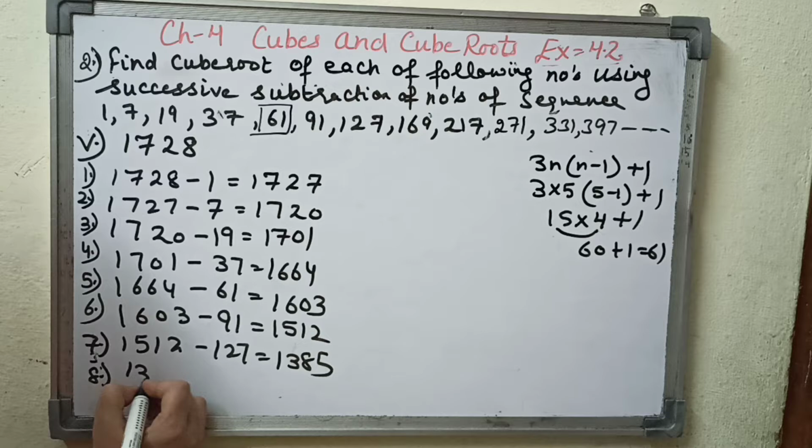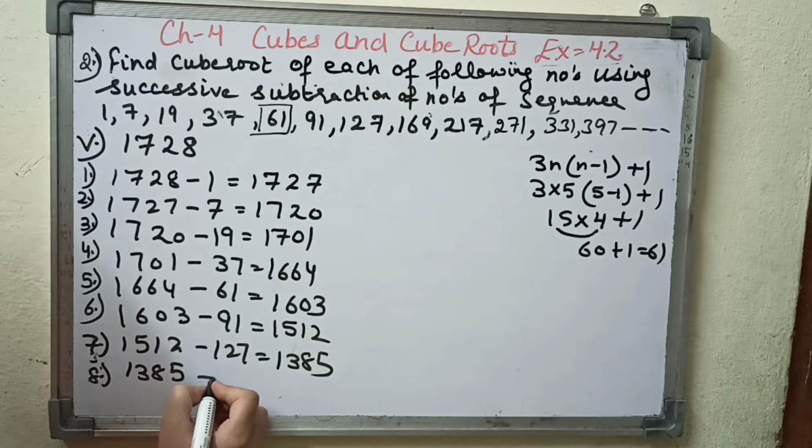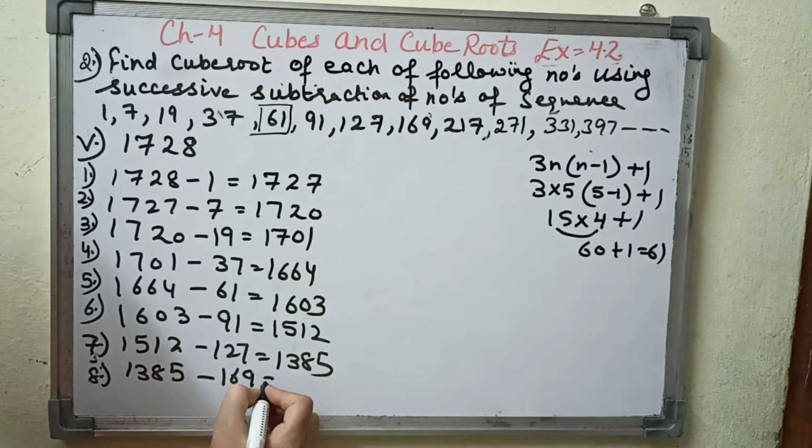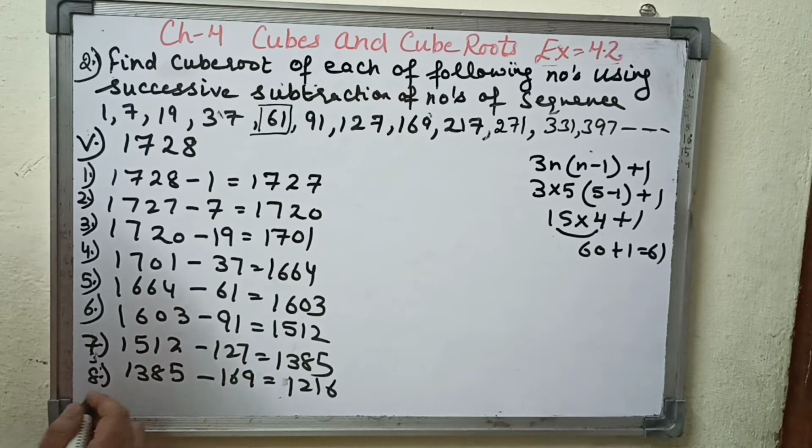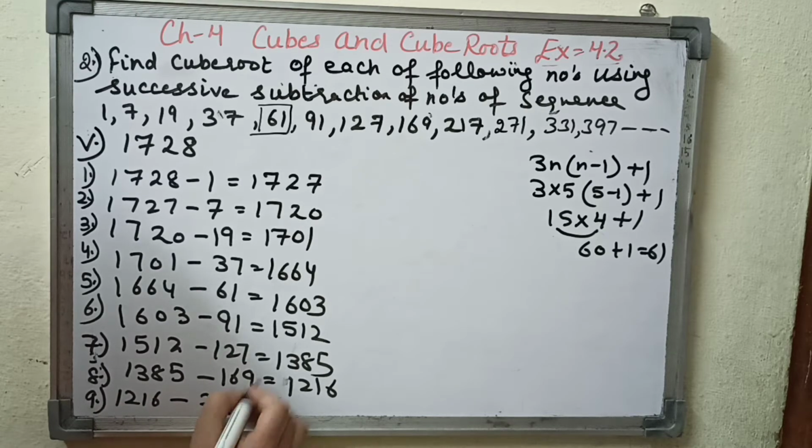Seventh step, 1512 minus 127, it is 1385. Eighth step, 1385 minus 169 and 1216. This is 1216. In the ninth step, 1216 minus the ninth term from the sequence, that is 217, I will get 999.